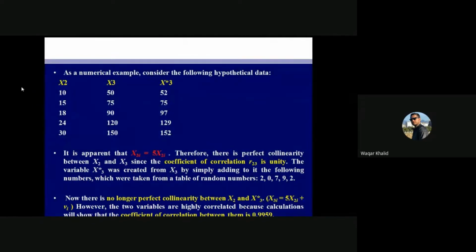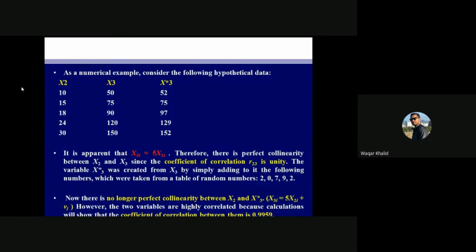Suppose you have three variables. One is consumption, your consumption expenditure, the amount which you are spending on purchasing food. This is your dependent variable. And you have two independent variables. One is your income and the second one is your wealth. It means that your consumption expenditures depend on your level of income and your wealth.